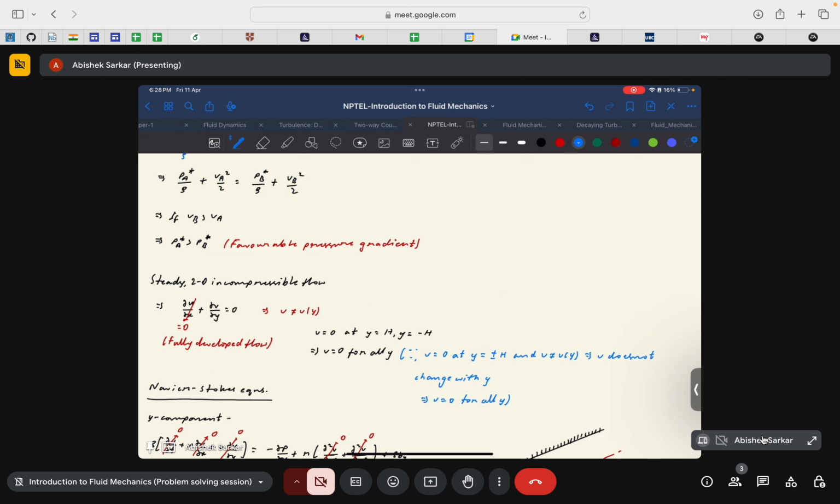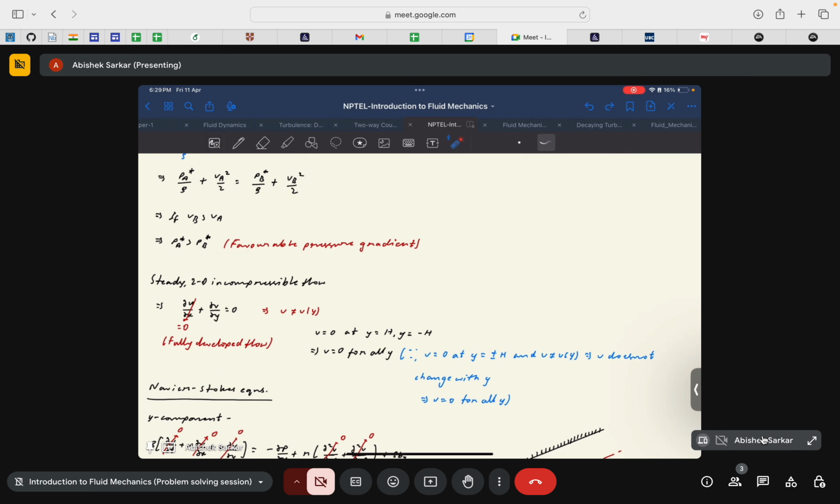So we have that for a fully developed flow, ∂u/∂x is equal to 0 because u is only a function of y. Then we have that ∂v/∂y is equal to 0. Since ∂v/∂y is equal to 0, v is either a function of x or it is a constant. That's why v is not a function of y.